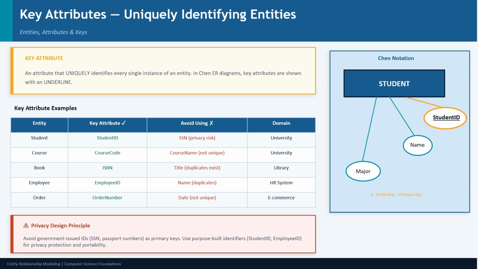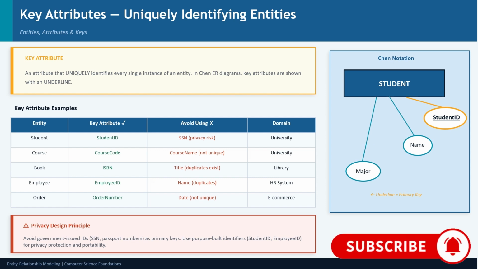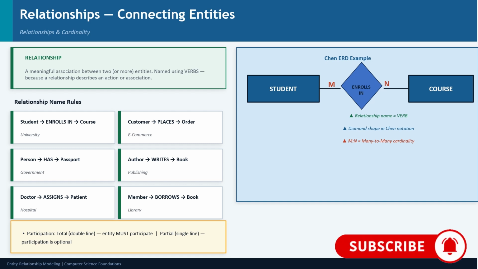Notice the table on screen. It shows good key choices versus ones to avoid. Course name is not a good key because 2 different courses could share the same name. Title alone doesn't work for books either. Many editions share the same title. One important design principle: avoid government-issued IDs like social security numbers as primary keys. Modern database design prefers purpose-built identifiers like student ID or employee ID for both privacy protection and portability.